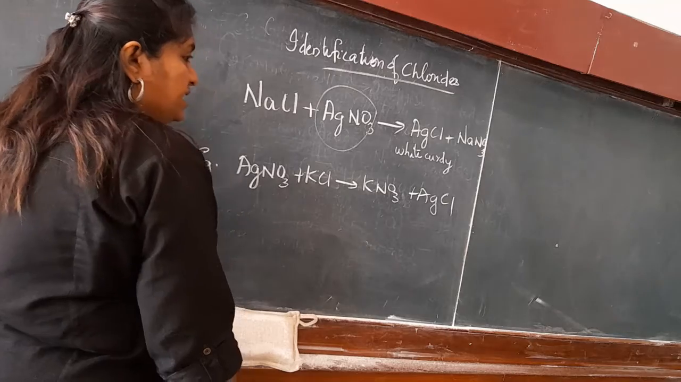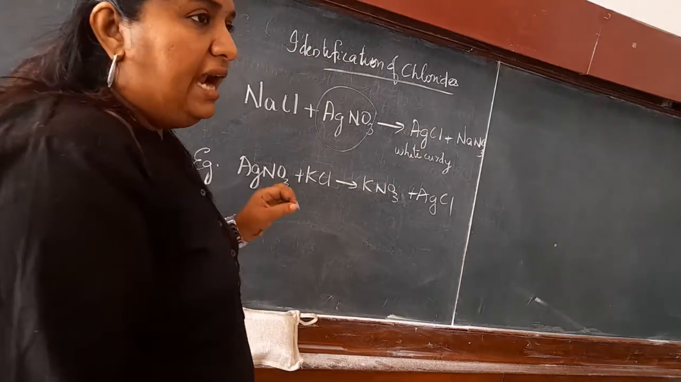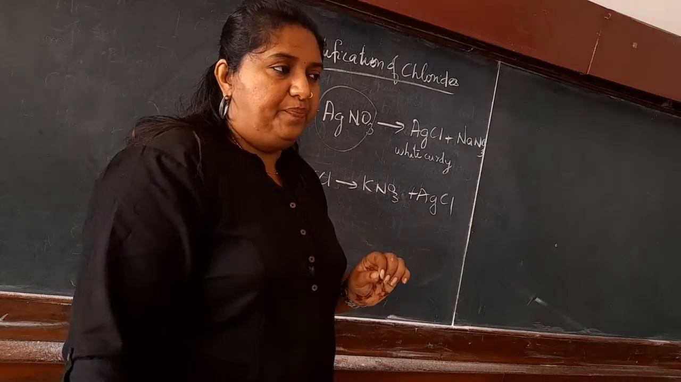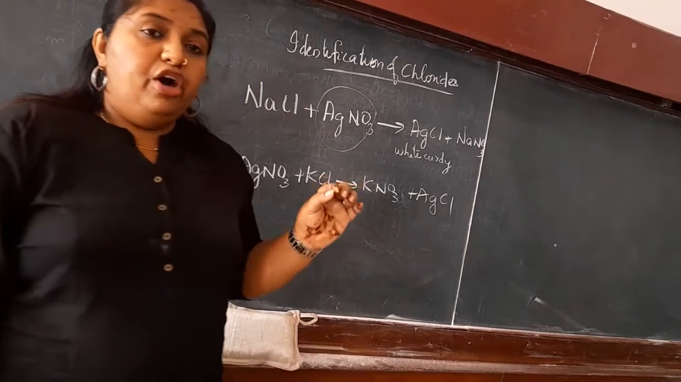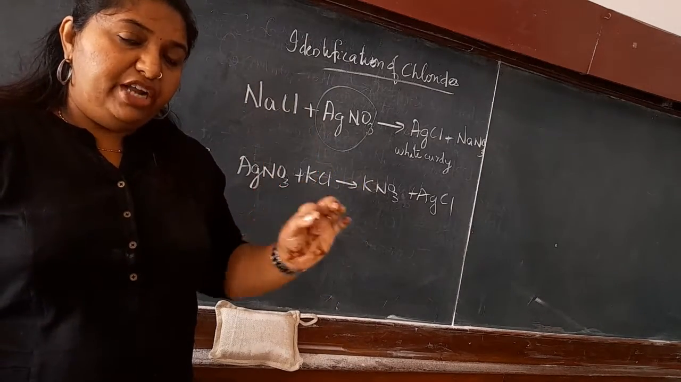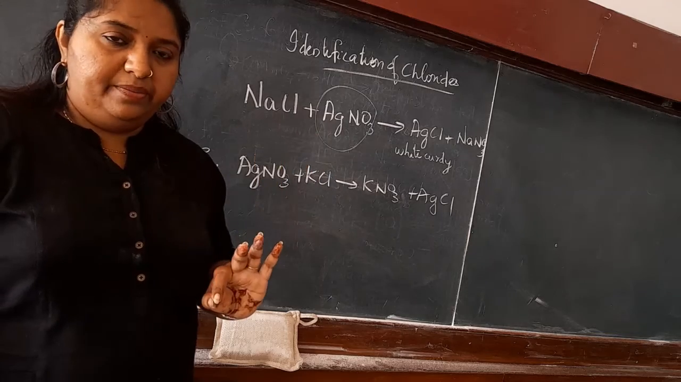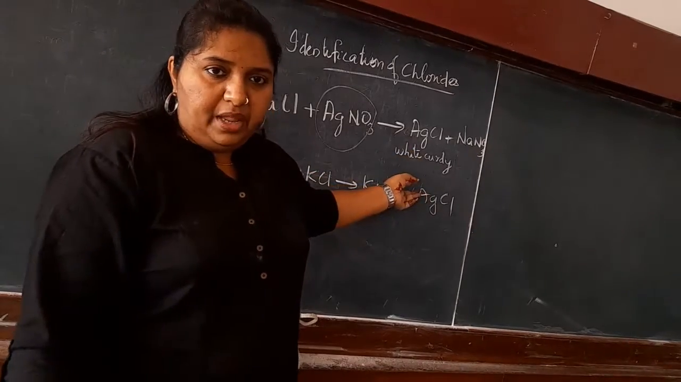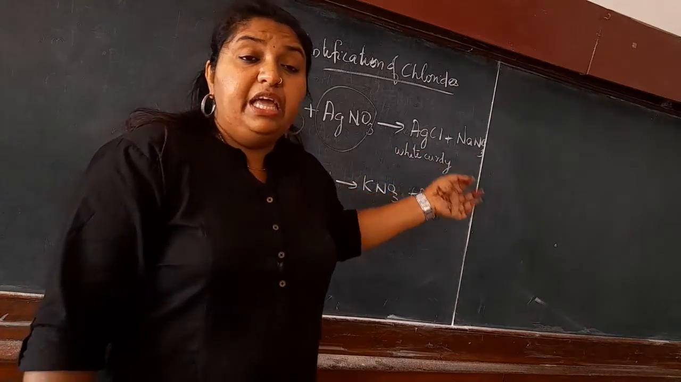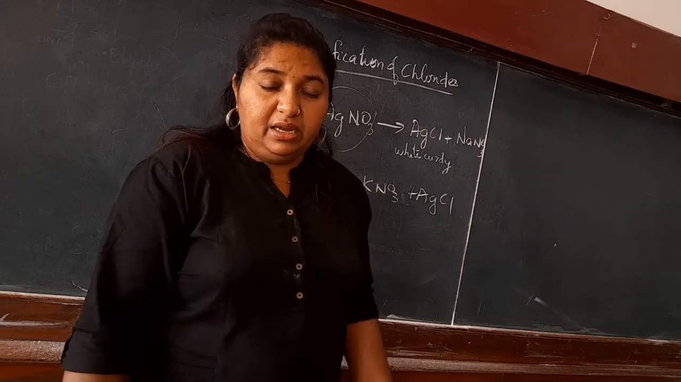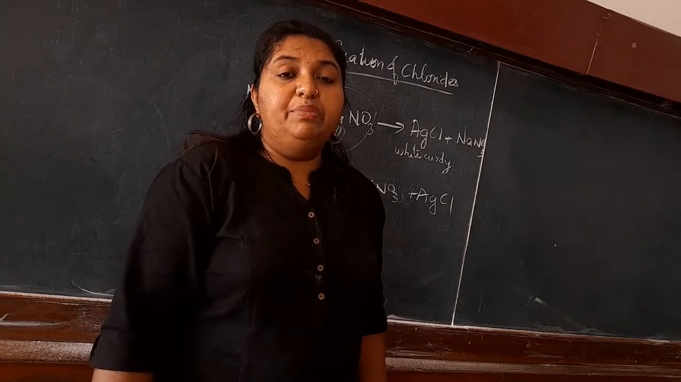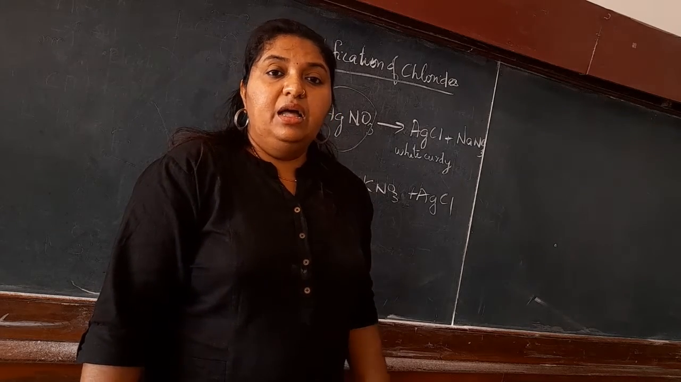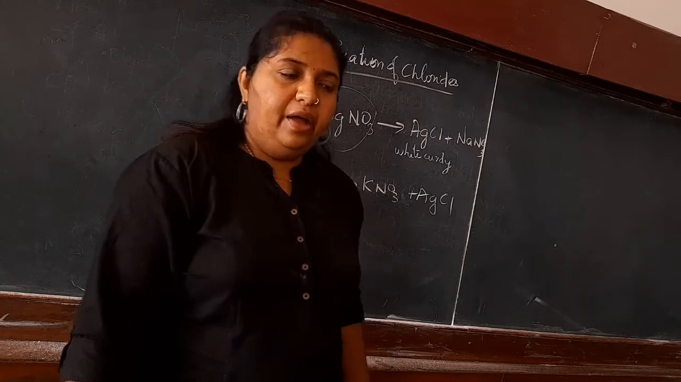Now, to this white precipitate, if you add a little bit of ammonium hydroxide, the precipitate completely dissolves. So, if you add a little bit of silver nitrate to a solution containing chloride, a white curdy precipitate of silver chloride will be formed. To this white curdy precipitate, if you add a little bit of ammonium hydroxide, the precipitate will be completely soluble. Okay, thus we can confirm that the given salt contains chloride ion.